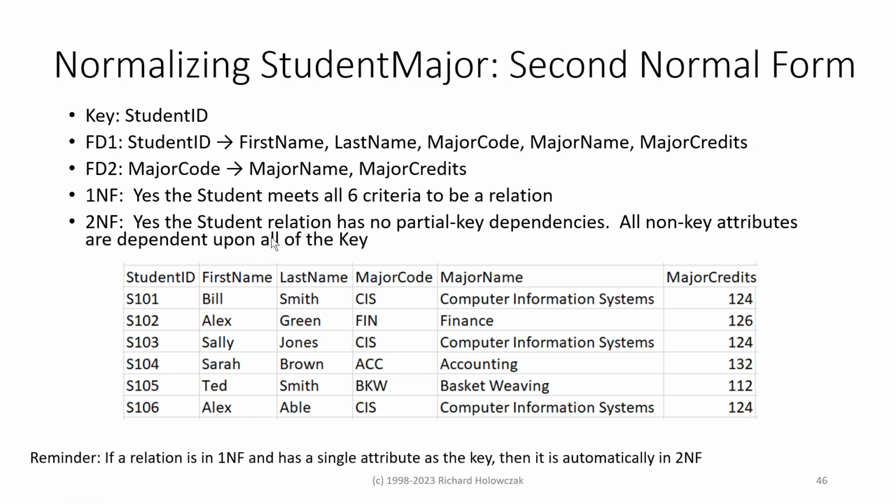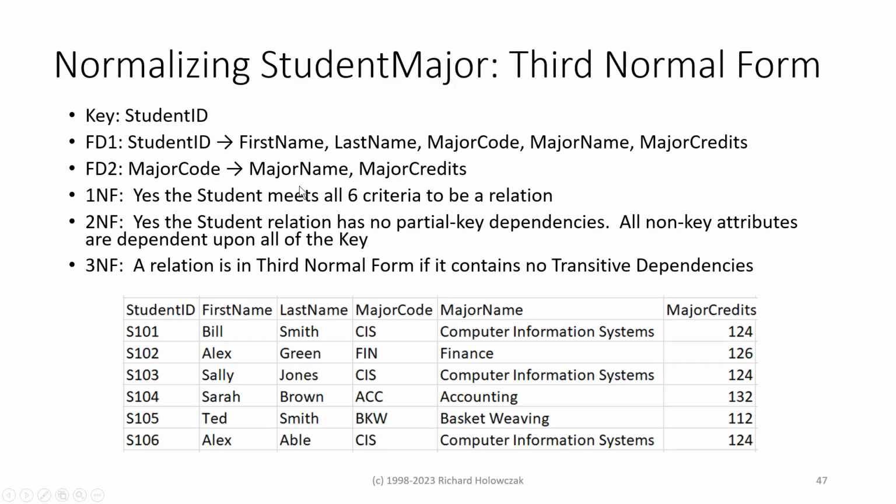How about second normal form? Remember what the trick is? What is the trick? If your relation has a key that is only a single attribute, and it's in first normal form, then it's automatically in second normal form. So that's the nice thing about having relations with only a single attribute as the key. You can immediately jump right up to second normal form. So as of now, student-major relation is in second normal form. No partial key dependencies.